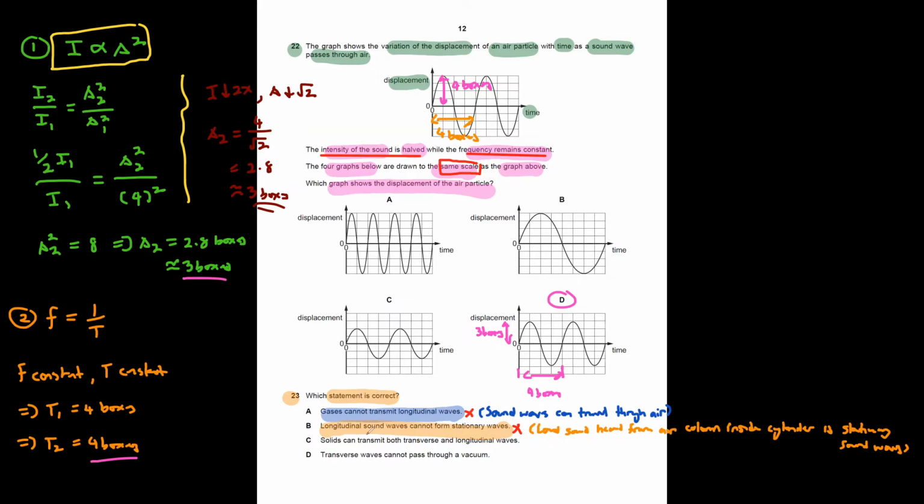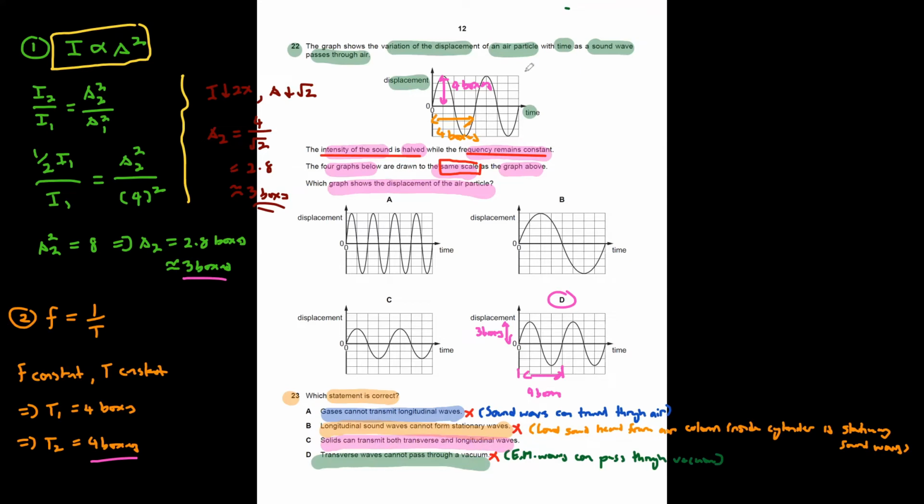And then if you look at D, D is a wrong one also. They told you transverse waves cannot pass through a vacuum. This is again wrong. EM waves can pass through vacuum, isn't it? EM waves is actually transverse wave. So D is definitely out. Okay, so that would mean that your only possible answer is actually C. C is supposed to be the correct one.